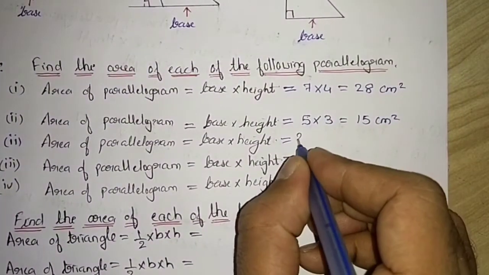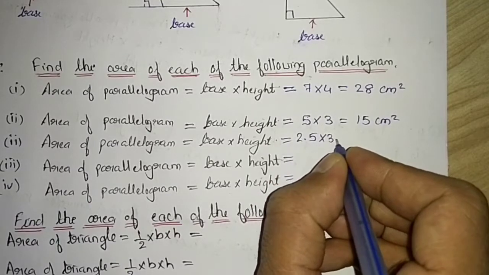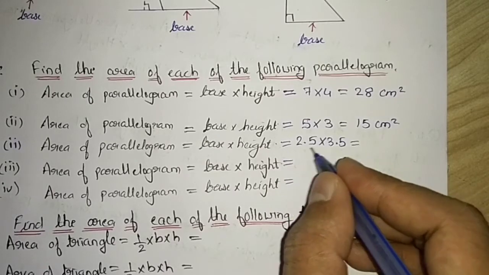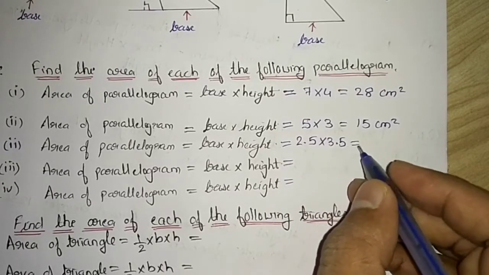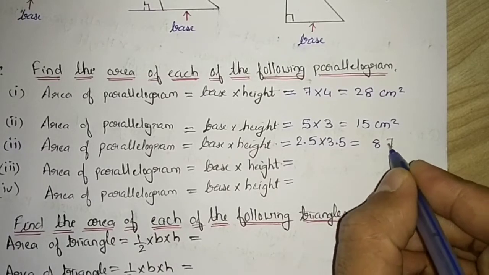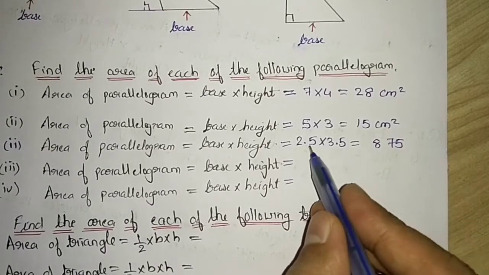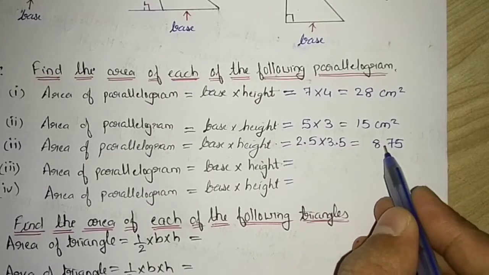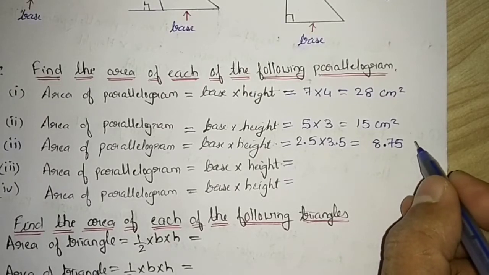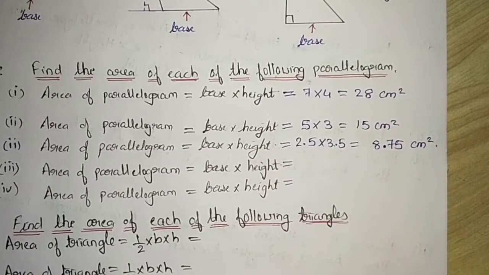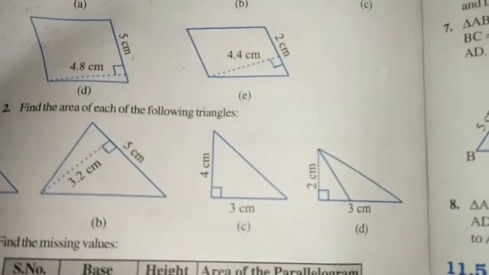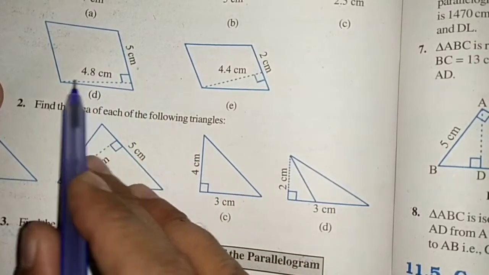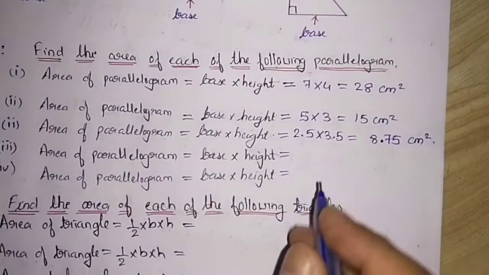So we will write 2.5 base into height is 3.5. Ignoring 2 decimal points, if I multiply 35 into 25, I will get 875. But since I have removed 2 decimal points, I will place it back from the right side 1 and 2. So this answer is 8.75 centimeter square. Moving to the fourth part. Fourth part says base is 5 and height is 4.8.